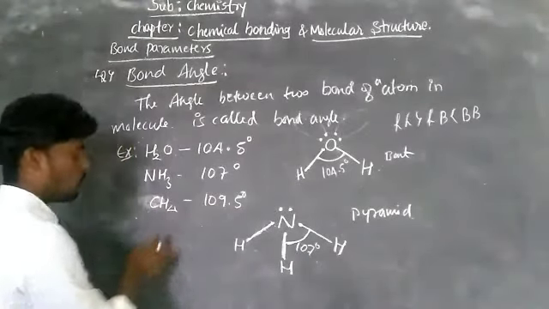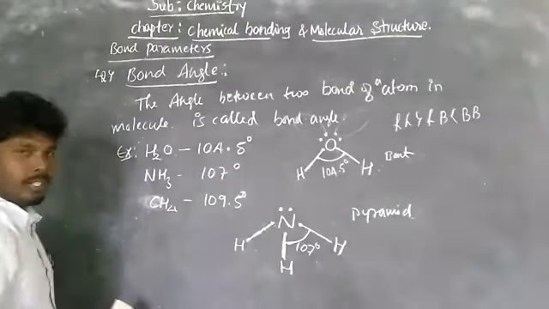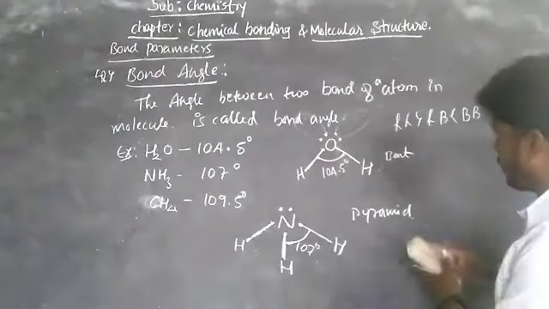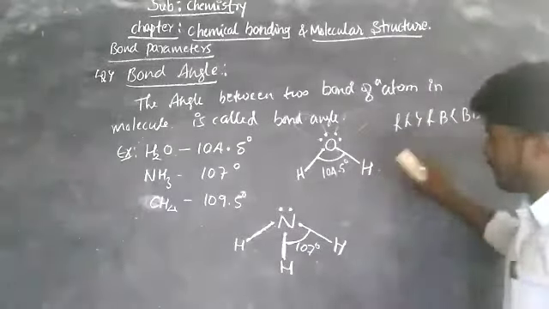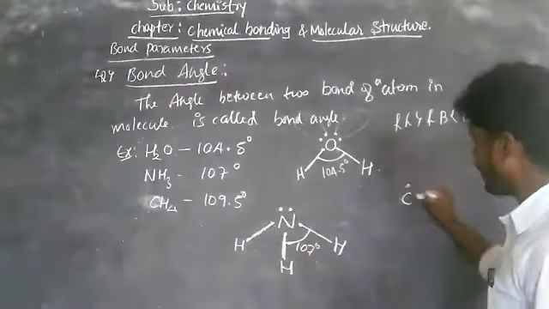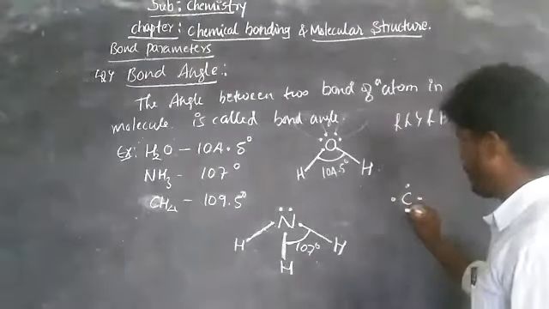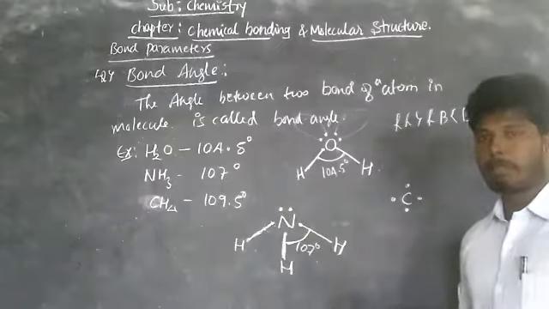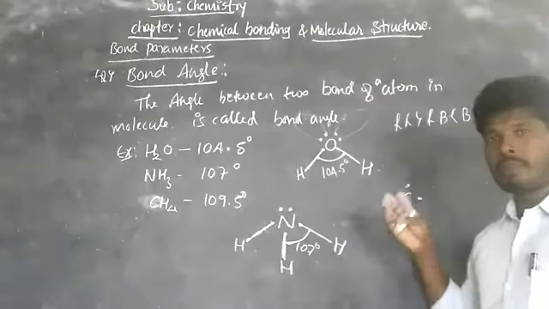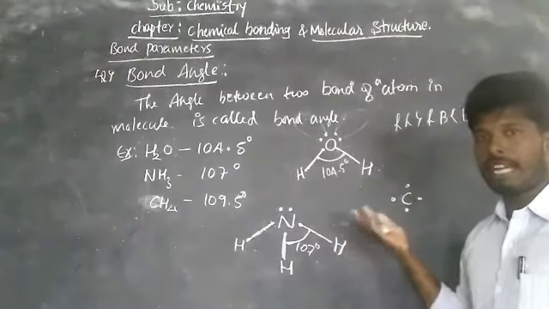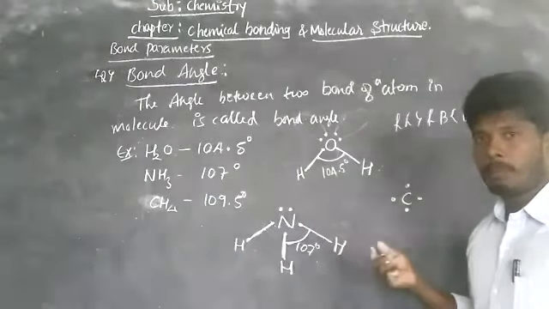Now take the fourth one, methane. In methane there is carbon with 4 hydrogens around it. Here there are no lone pair electrons on carbon, because the outermost valence electrons are 4 only. All 4 electrons are shared with neighboring atoms to make bonds.